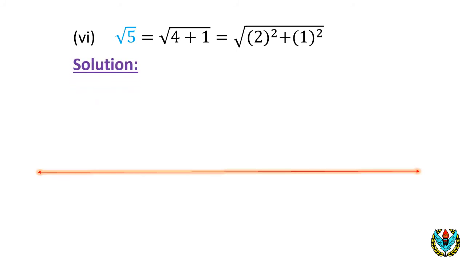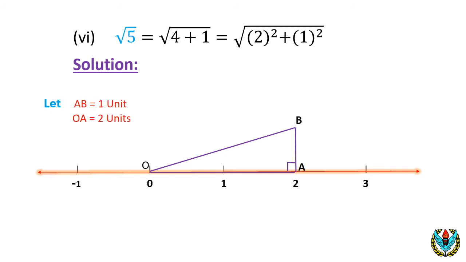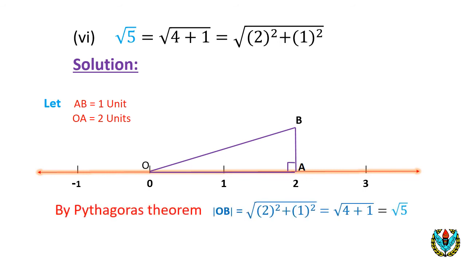The solution is, dear students, to show this number under root 5 on the number line, we can draw a right angle triangle OAB. Let AB be equal to 1 unit and OA be equal to 2 units.